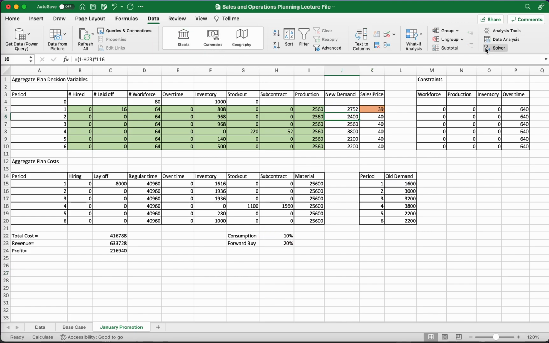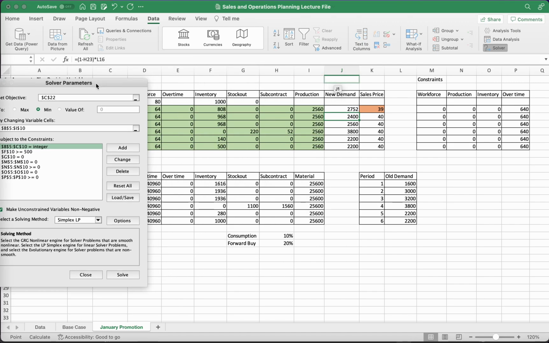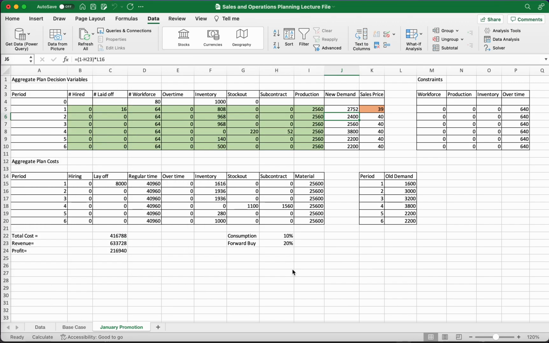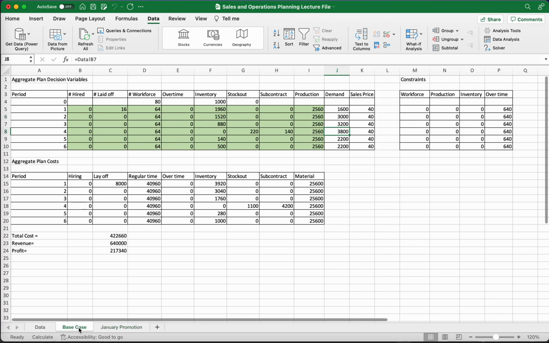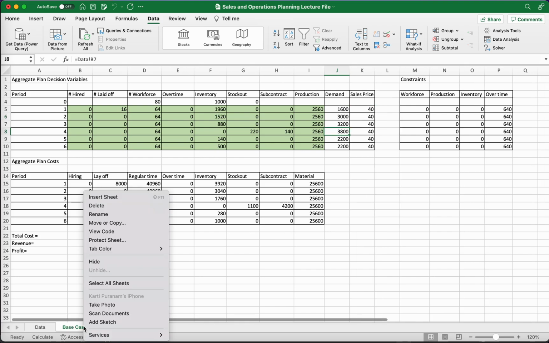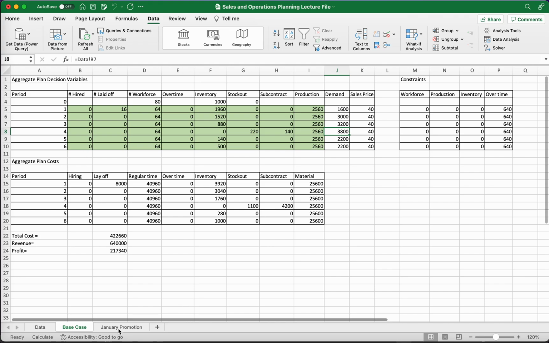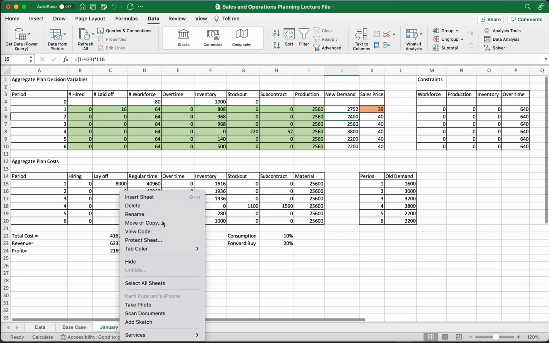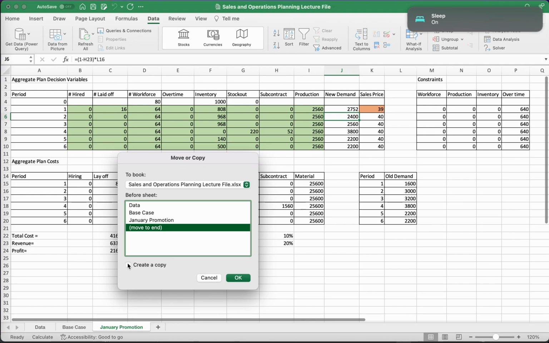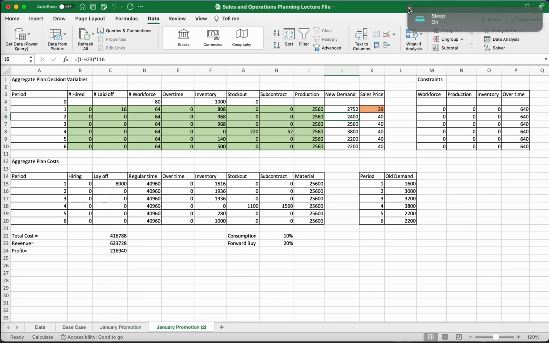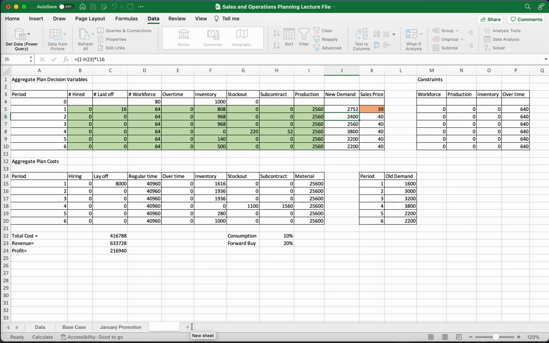Let me just look at something. Okay, good. Now, this is what happens when you have a promotion in January. So let's see what happens when you have a promotion in April. Again, I'm going to copy the first sheet over. Actually, you know what? I'm going to copy the January promotion over because it has the whole new demand, old demand thing going on. This is January, April.